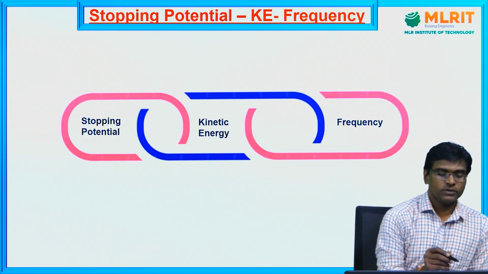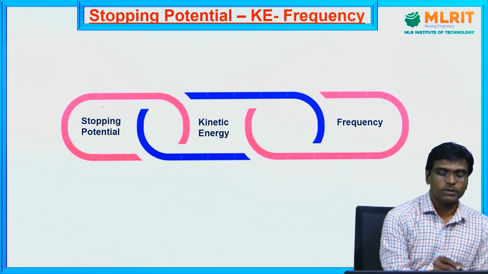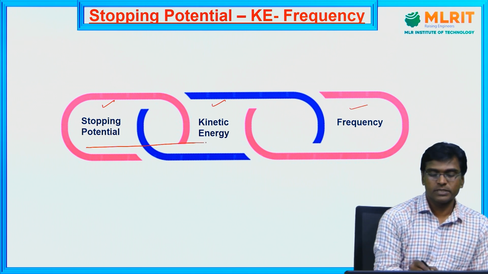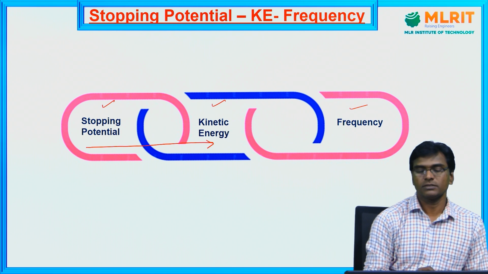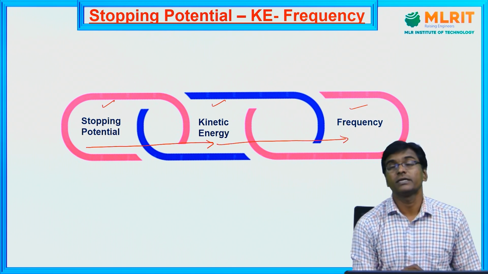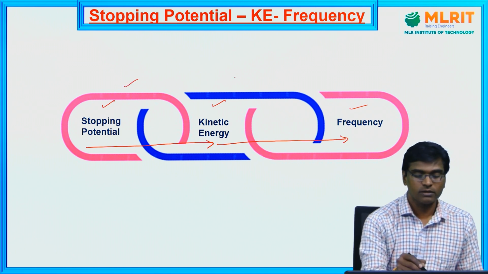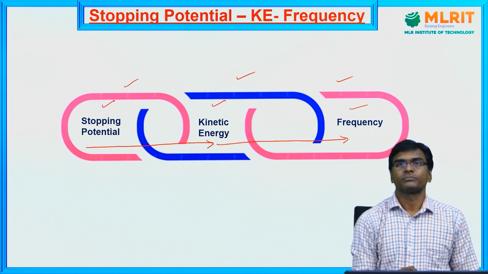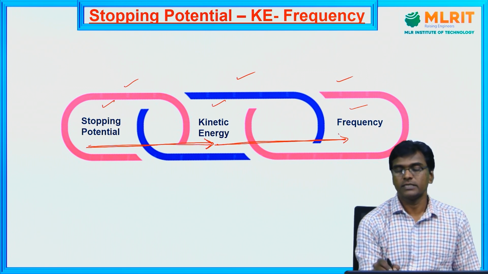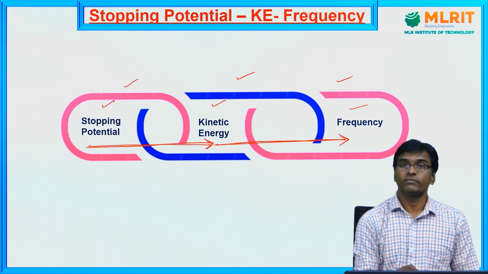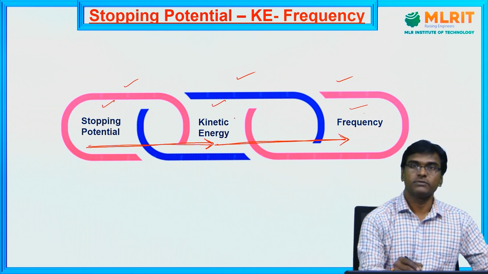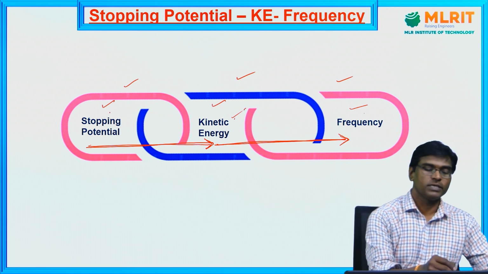So what is the relation between the stopping potential, the kinetic energy and the frequency? Here you can see the stopping potential is a measure of the kinetic energy of the ejected electrons, and the kinetic energy of the ejected electrons depends on the frequency of the incident light. So all three are correlated. The kinetic energy is directly proportional to the frequency of the incident light. So if the frequency is more, the kinetic energy will be more, and this energy will be measured by the stopping potential.